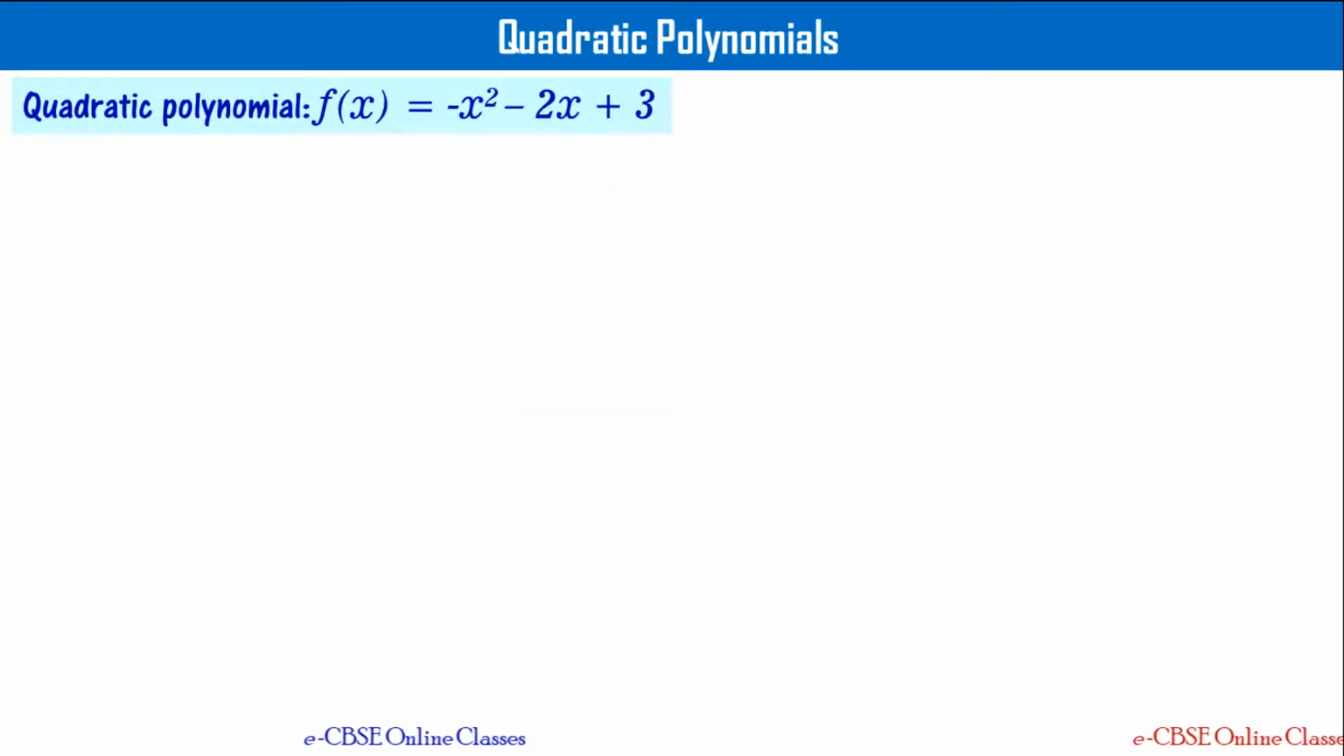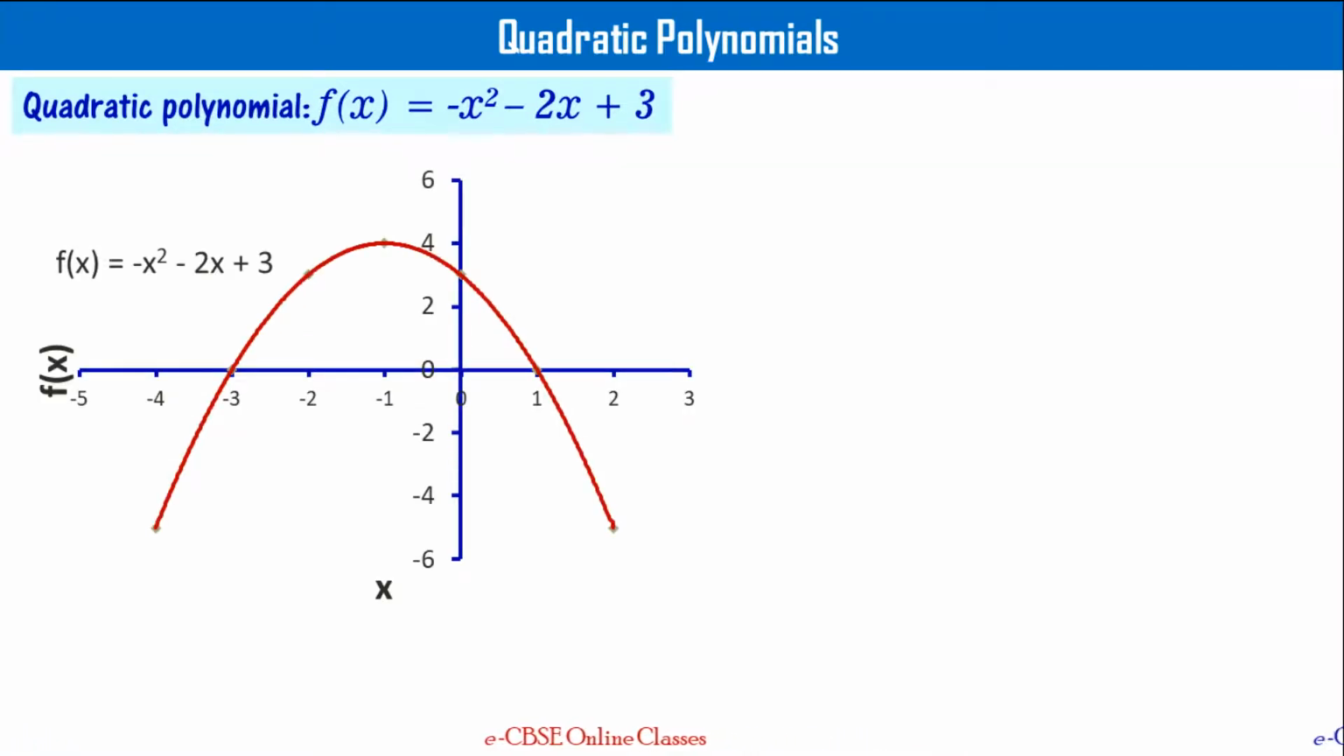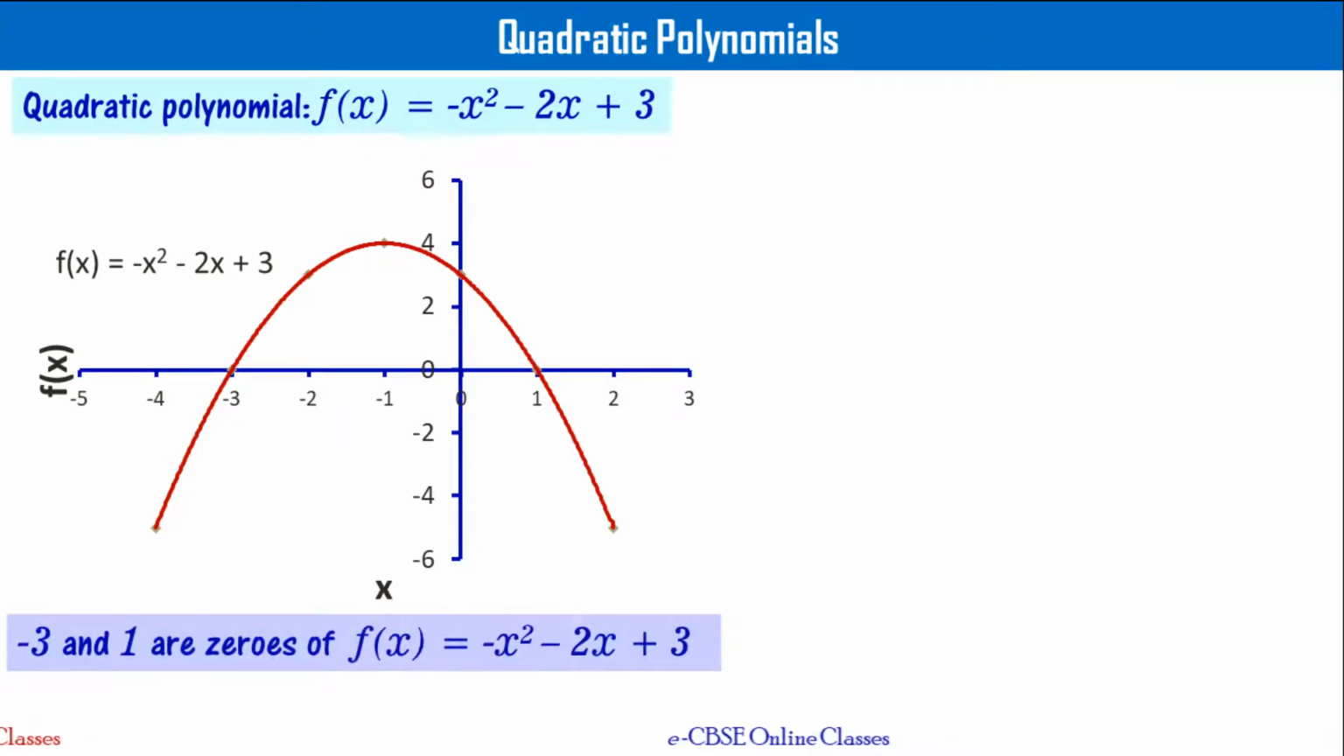Now let's consider another quadratic polynomial, that is f of x equal to minus x square minus 2x plus 3. When you tabulate the data for different values of x and then plot it, you get a graph like this. From this graph also, we can say that for x equal to minus 3 and 1, f of x is becoming 0. So we can say that minus 3 and 1 are the zeros of f of x equal to minus x square minus 2x plus 3.